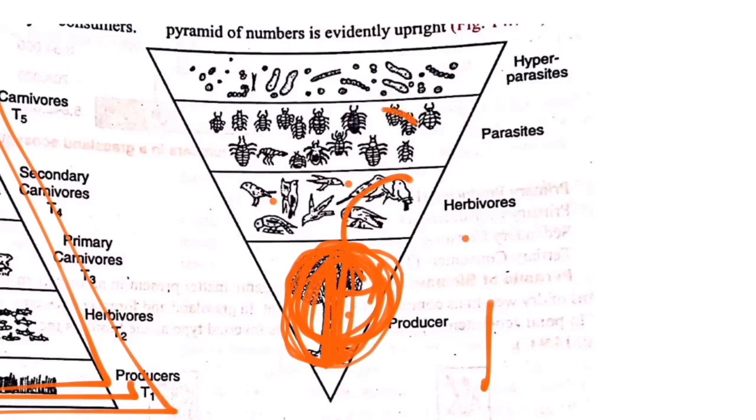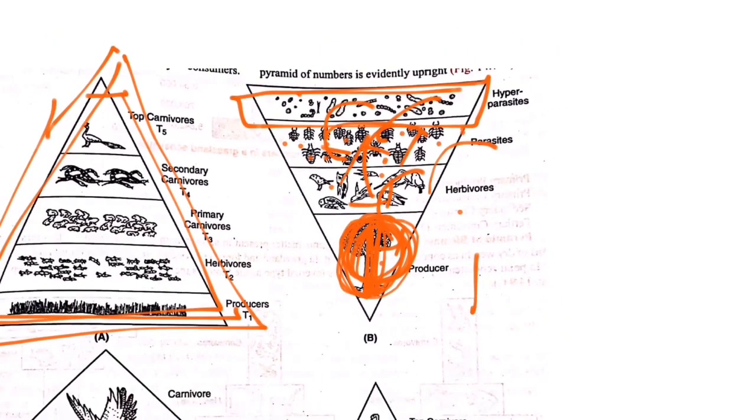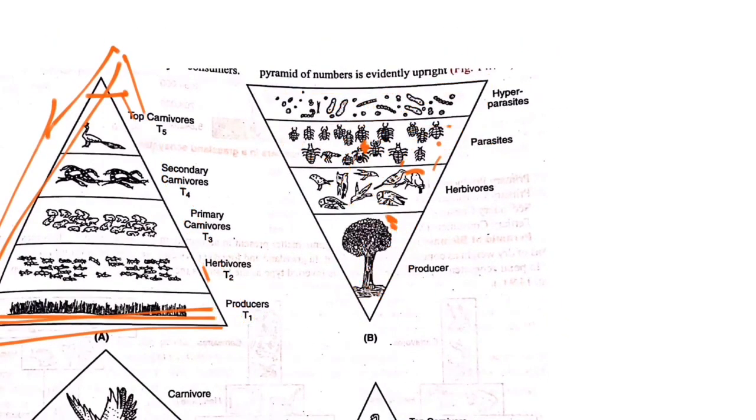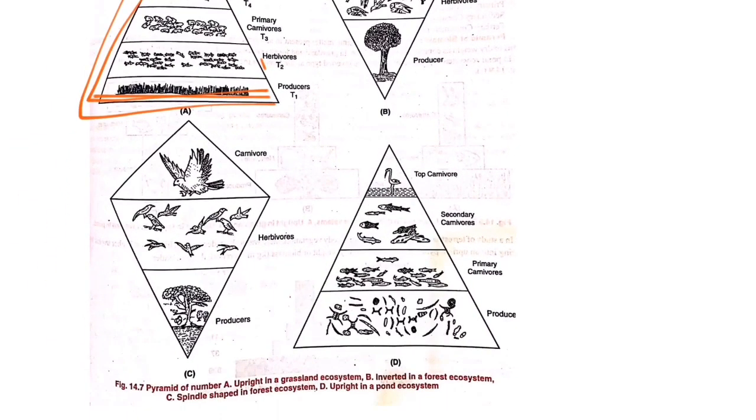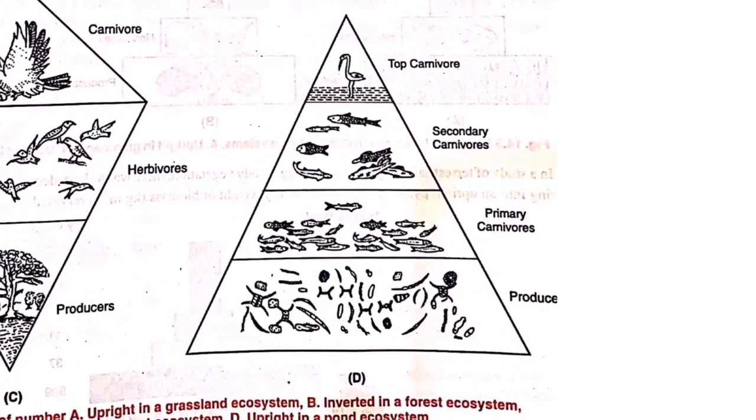So the number of organisms which feed on this will be very large, generally parasites, so they occupy this position. And the number of organisms which feed on the secondary consumers, their number will be still higher. So they occupy the base of the inverted pyramid. So here the pyramid of number is inverted in forest ecosystem.